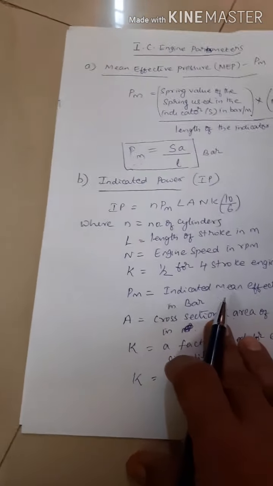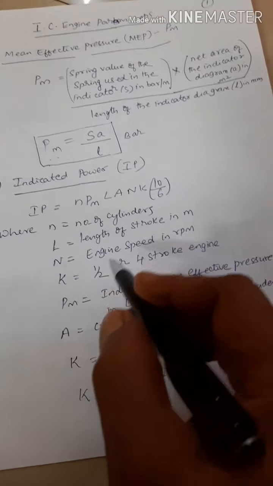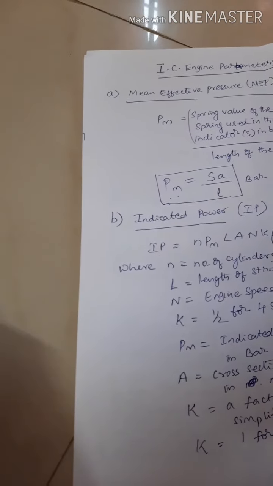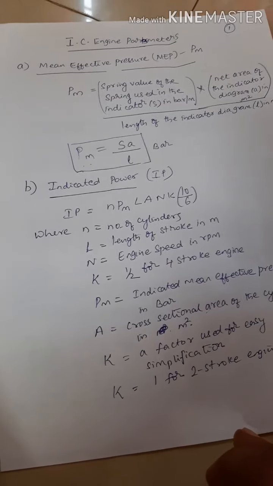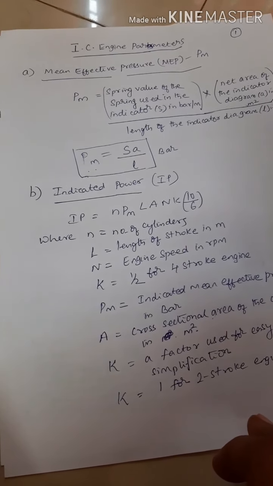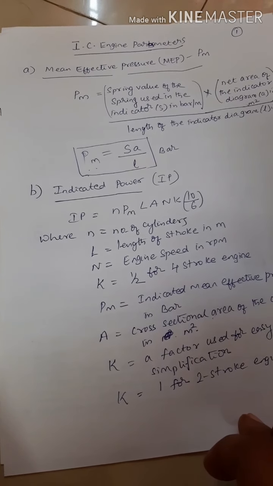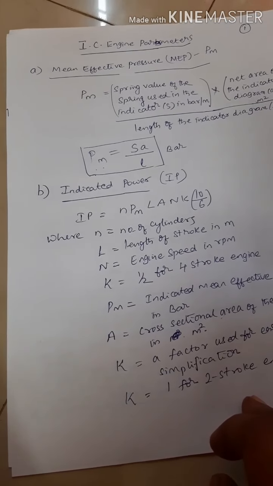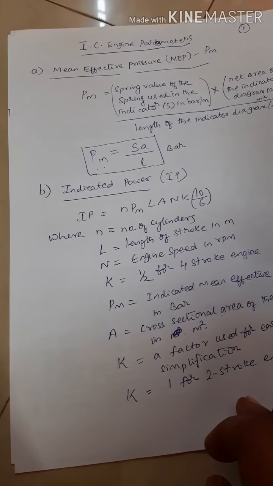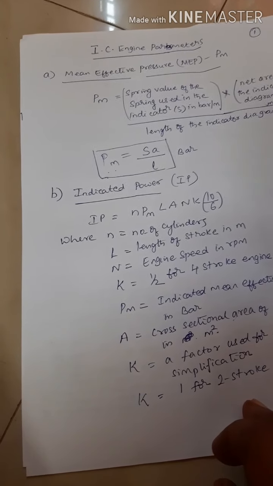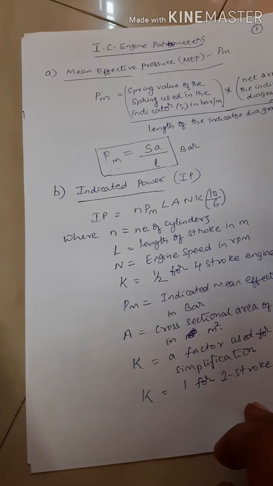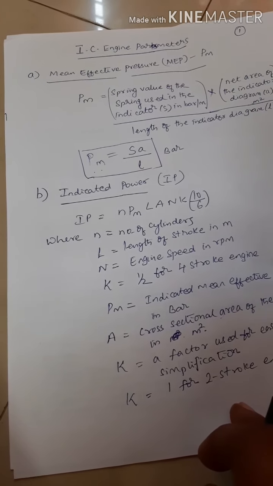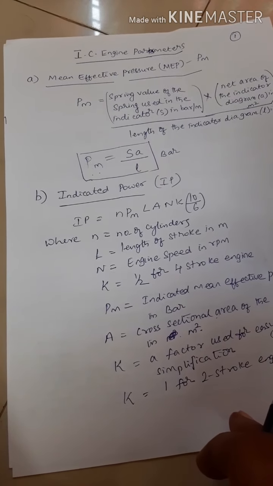Next we go to the next parameter, indicated power, IP. What is the meaning of indicated power? Indicated power is defined as the total power developed inside the engine cylinder due to the combustion of fuel. When the fuel and air mixture combusts, you get energy. So it is the power developed inside the engine cylinder due to the combustion of fuel. It is commonly denoted by IP, indicated power, and it is expressed in kilowatts.